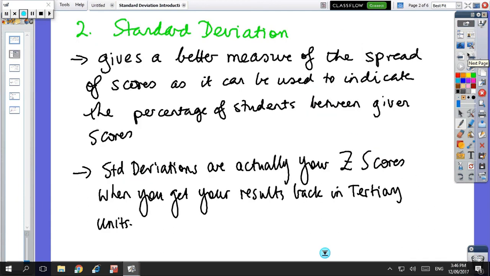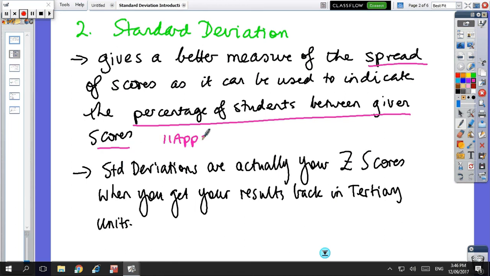So what we're doing now is this thing called a standard deviation, which is a better measure of the spread of scores. It's still measuring the spread, but it can be used to give an indication of the percentage of students between given scores. Now, we don't have to do this in the 11 apps course, but in other courses, they do a lot more work with the standard deviation. And the Z scores that you get in tertiary scores are actually standard deviations above the mean or below the mean. Okay, so copy that and come across when you're ready.